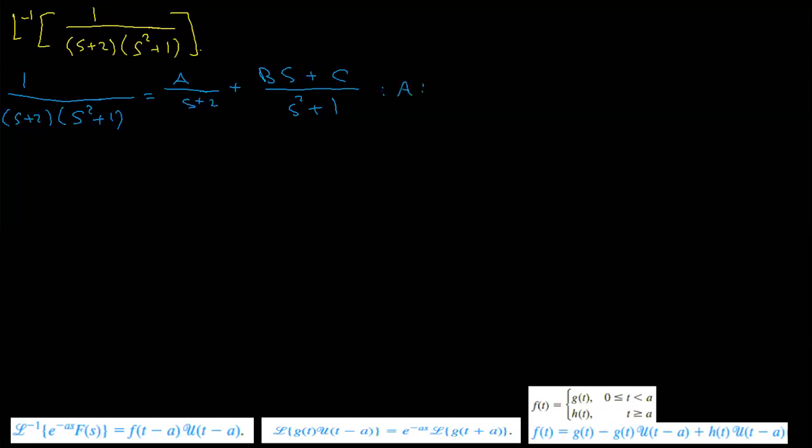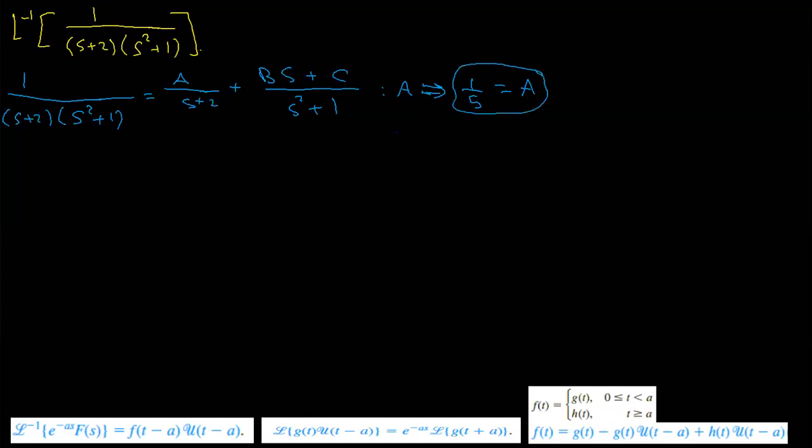I'm going to multiply this equation by the denominator of A and let S equal -2. So if I multiply by S plus 2 and let S equal -2, this will be cancelled out. Here S is -2, squared is 4, plus 1, it's 5. So I have 1 over 5 equal A. I cancel out this because I divided by it, and this term will be 0 because you multiplied by S plus 2. So I found A.